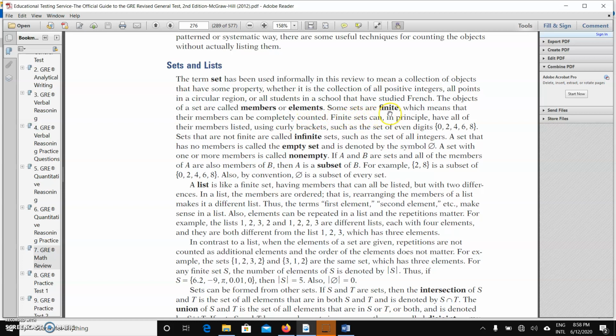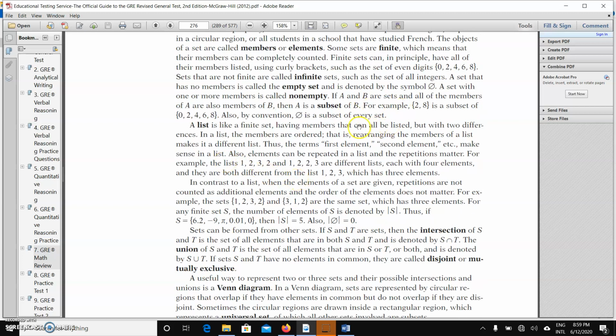When the set is finite, finite means that its members can be completely counted. Finite means that there is a stop, so it can be counted. Infinite means you can't count it. It doesn't have a stop. And we have what we call the empty set. The empty set is a set that does not have any value. It is void. Empty set is denoted by this symbol. Non-empty means that it has an element in it.